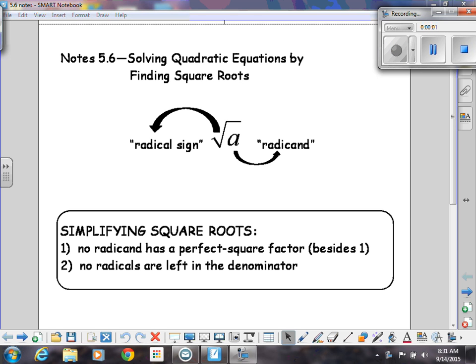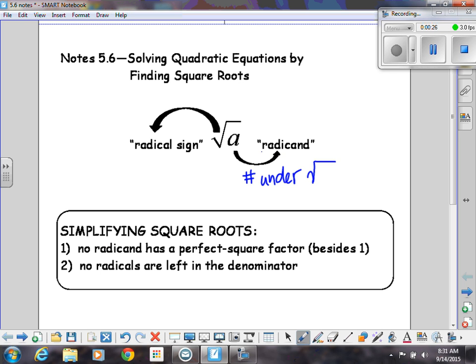So guys, we are going to start solving quadratic equations, and in order to do that I want to remind you and review how to simplify square roots. So all we're doing in this video is reviewing how to simplify square roots. Remember that a square root is also called a radical sign, and the number underneath the radical is called the radicand.